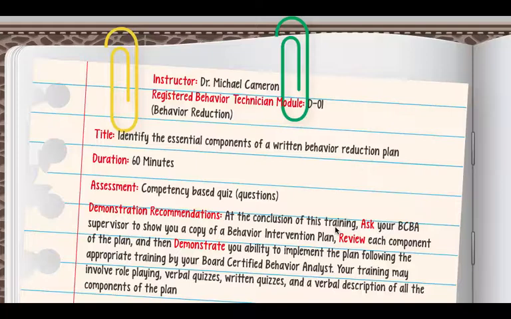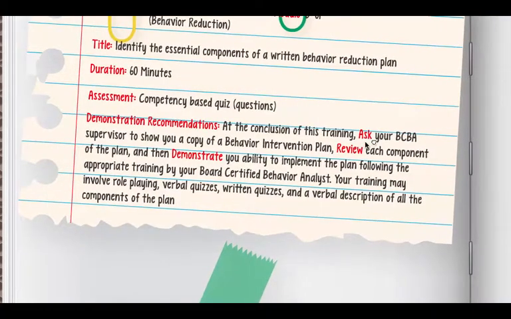We're beginning Section D in terms of the task list, and just more evidence of your own personal advancement. The title of this presentation is to identify the essential components of a written behavior reduction plan. The duration of this presentation is 60 minutes, and there'll be a competency-based quiz at the end, 5 questions.